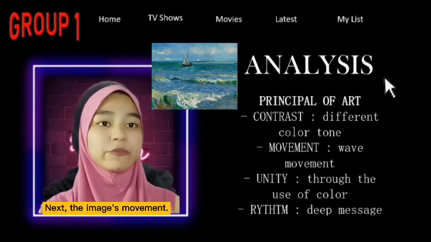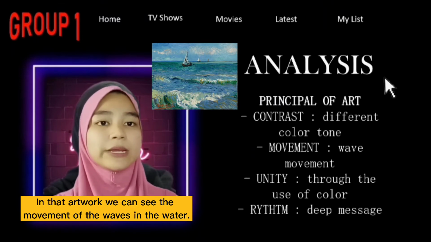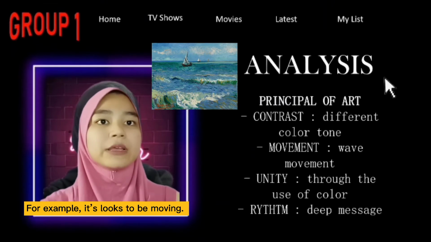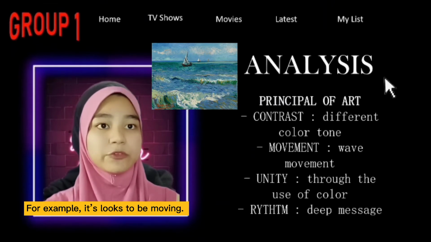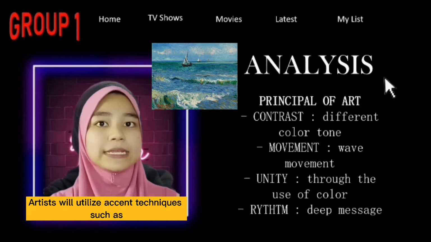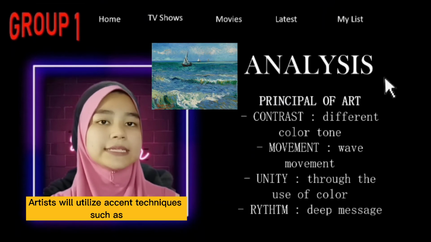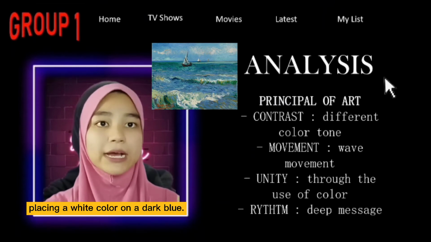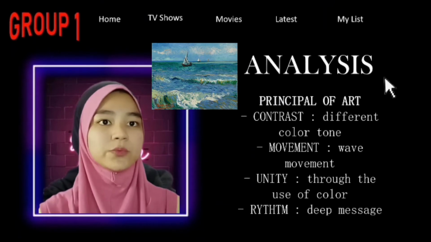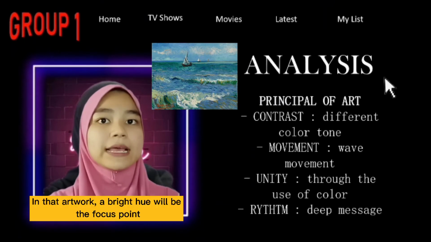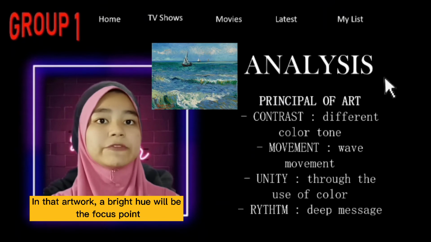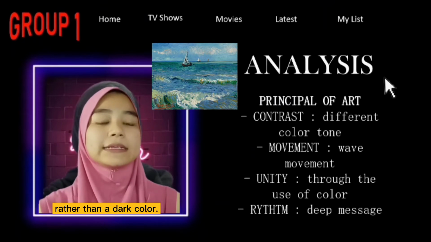Okay, next, the movement. In that artwork, we can see the movement of the wave in the water. For example, it looks to be moving. Artists will utilize accent techniques such as placing a white color on a dark blue. In that artwork, a bright hue will be the focal point more than a dark color.